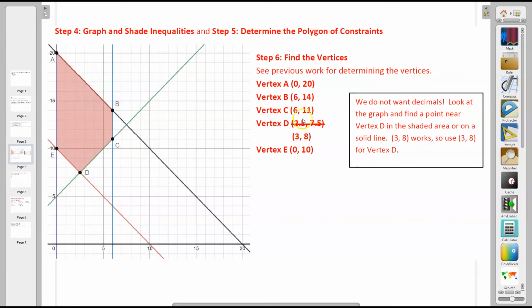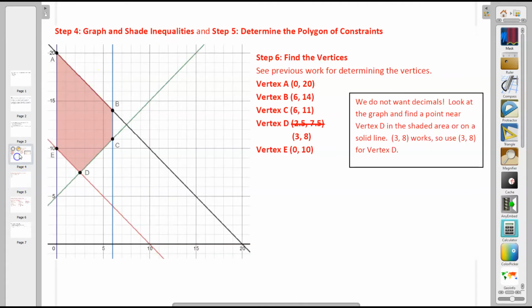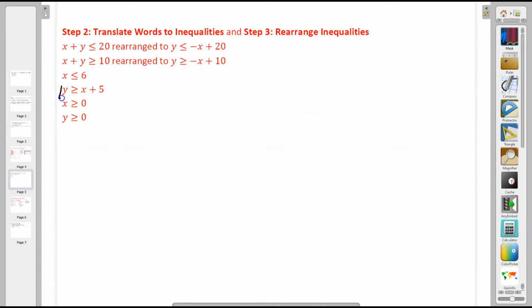So that's what we found when we did the calculations. But we've just said that we can't have decimals. So let's go back and take a look at the constraints that gave us that graph. And specifically, let's take a look at the 2 equations that are giving us that point. So it's the green line here and the red line here, which is y greater than or equal to x plus 5 and y greater than or equal to negative x plus 10.